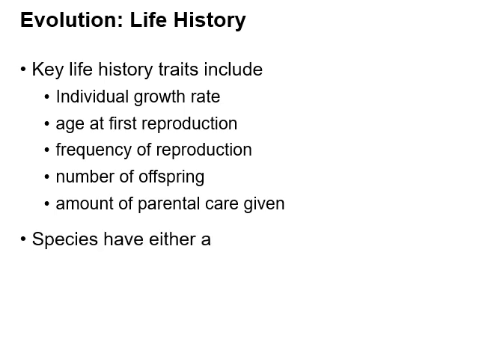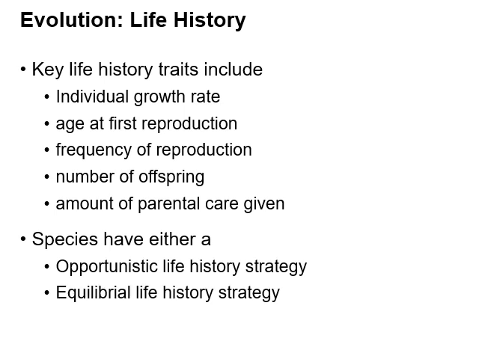So when we think of all of these different traits, we tend to think of species as having either what's known as an opportunistic life history strategy or an equilibrial life history strategy. These are the terms that your book uses. If you are looking up supplemental information on this, you will see reference to R-selected and K-selected species. R-selected are the opportunistic ones, K-selected are the equilibrial ones.